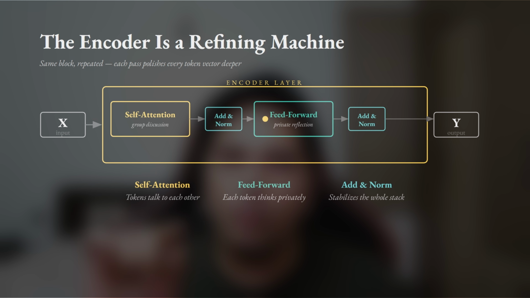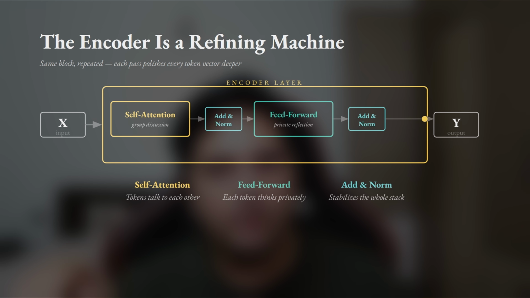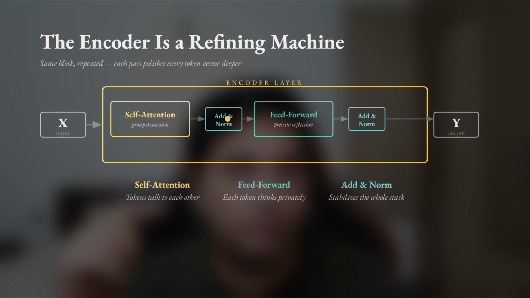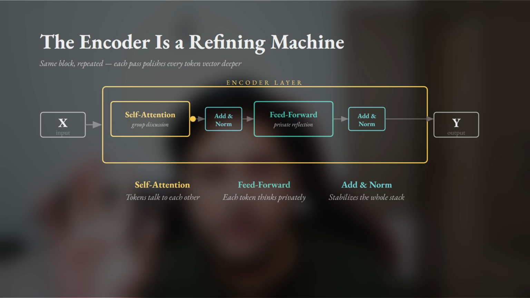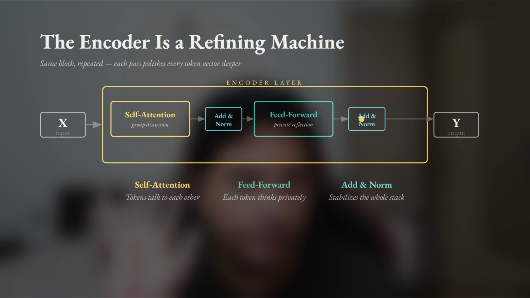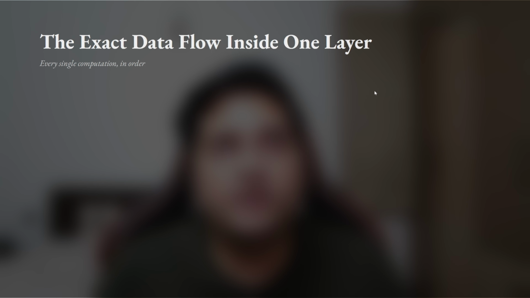Now watch the gold particle moving through the pipeline. It enters as X, passes through self-attention, is stabilized by the first add and norm, passes through feed forward, is again stabilized by the second add and norm, and exits as Y. That complete journey is one encoder layer. Every token in your sentence goes through this exact sequence: group discussion, stabilize, private reflection, and then stabilize again. 2 sublayers, 4 operations in total.